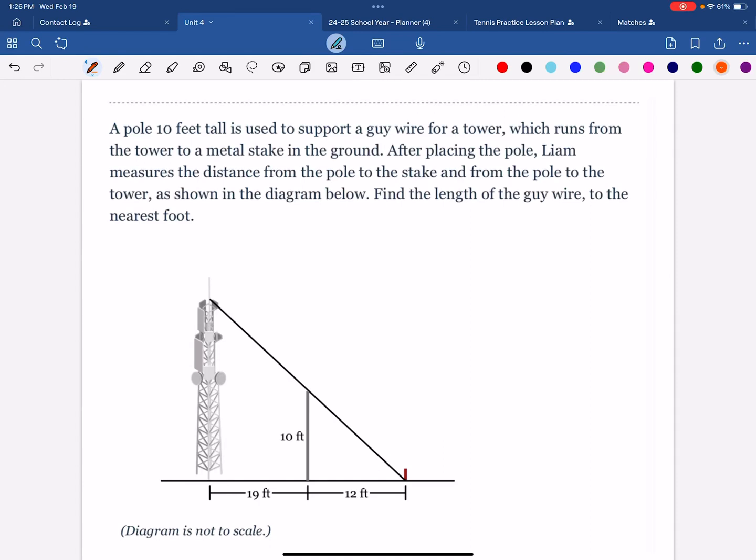For this problem, this is actually a two-step problem, and it is going to require you to pull back and use Pythagorean theorem. But first, we are going to find the height of the tower using similar triangles. So my first step is find height of the tower using similar triangles.